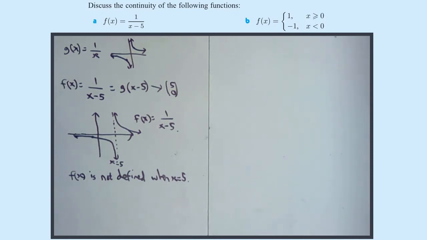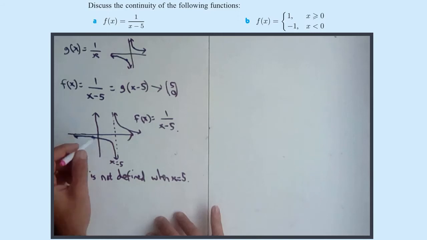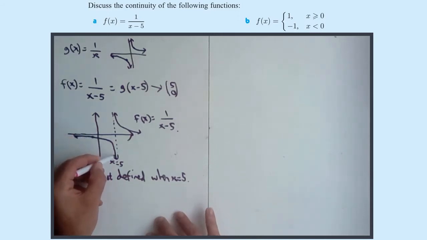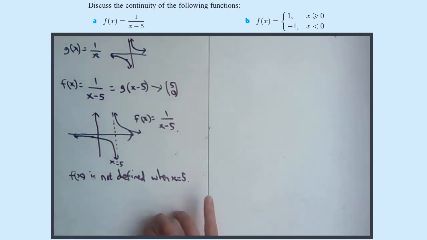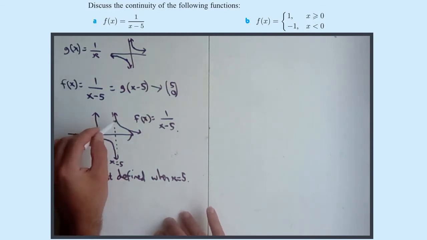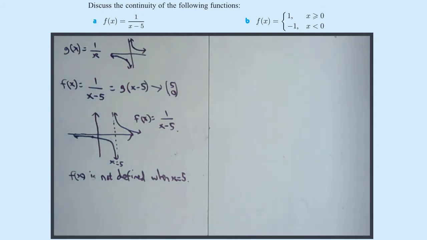But then we need to decide, is it a removable discontinuity, or is it an essential discontinuity? The way we determine this is, does the limit exist? If we move towards 5 in this direction, the closer and closer x gets to 5, we're going towards minus infinity. So already that on its own is enough to tell you that the limit of f of x as x approaches 5 doesn't exist. If we go the other way, it approaches positive infinity. So if you're approaching infinity, the limit doesn't exist anyway.